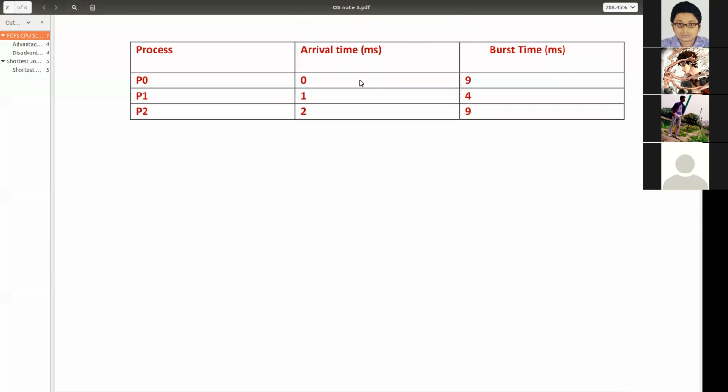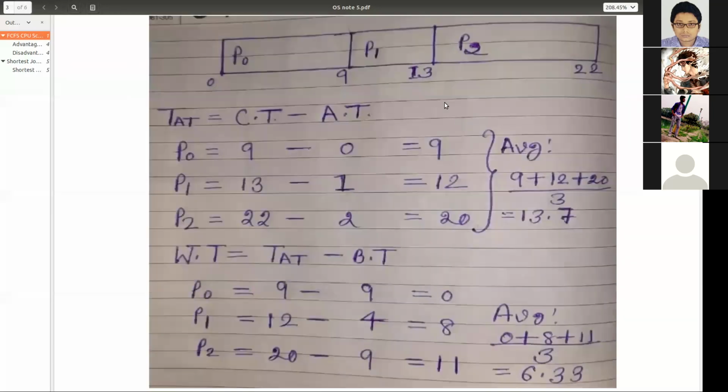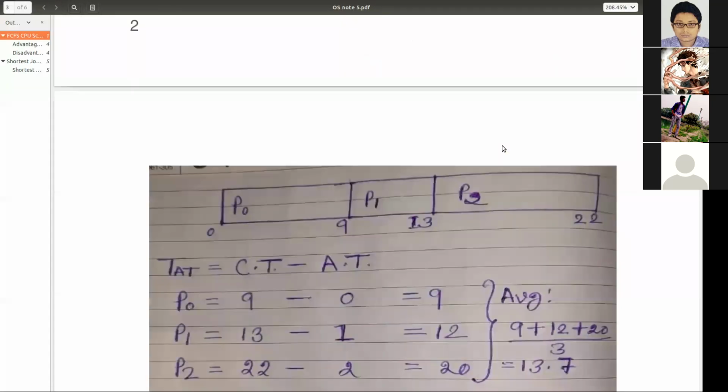P2 has burst time 9 again, so for P2 it will be 13 + 9, which is 22. So you will represent it like that. You will not represent it like in the first example. That was an example to make you understand. Now how we have to represent the sum, you will just follow this approach. For any case, you will just follow this approach. You have to first draw the Gantt chart in this way, and then you have to calculate the turnaround time and waiting time. Got it?